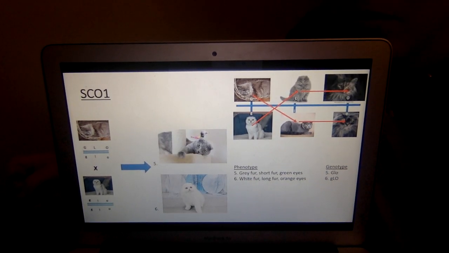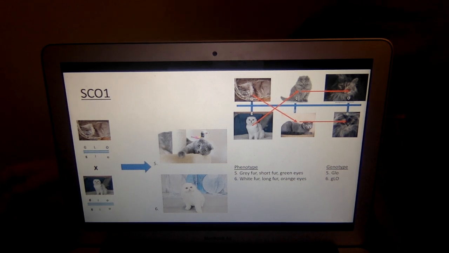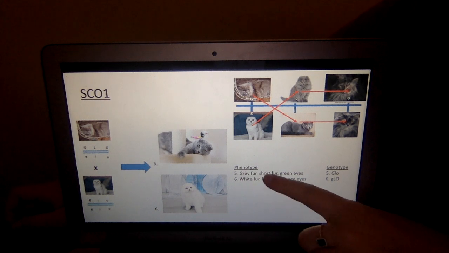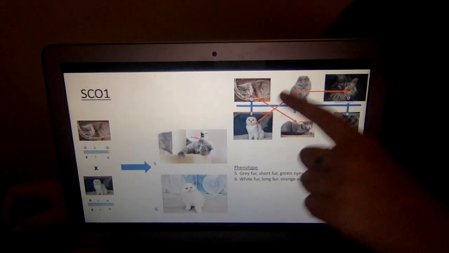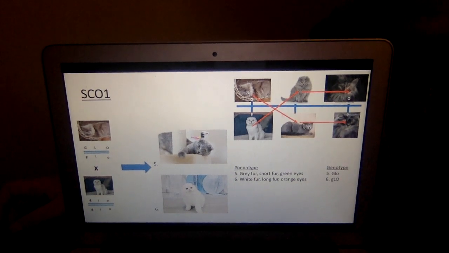Next we show the possible phenotypes and genotypes for our cross for a single crossover event in region 1. This will be more likely to happen compared to the double crossover because there's just one instead of two crossovers. So here are the phenotypes for these: gray, short, and green, white, long, and orange, and the genotype. And this is how it works.